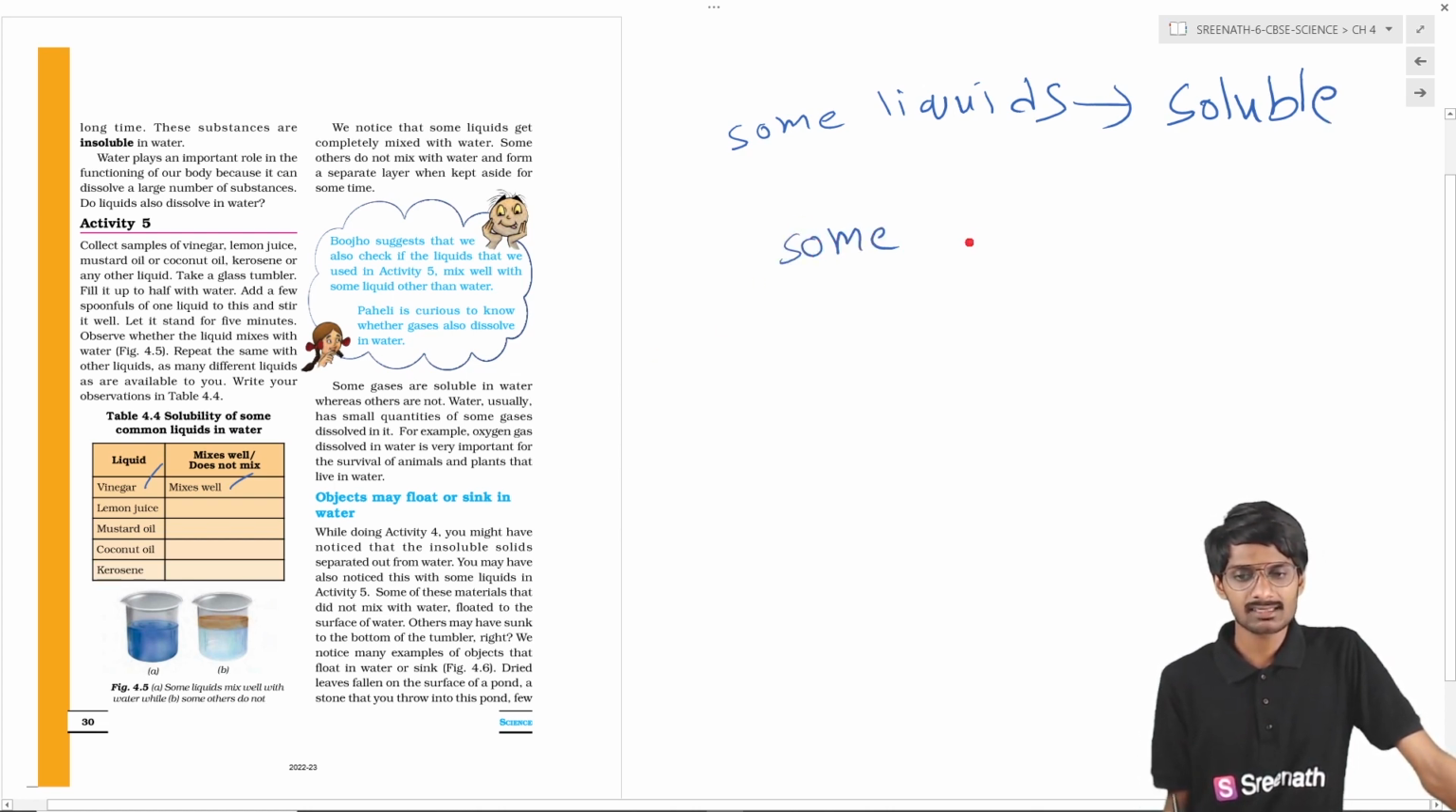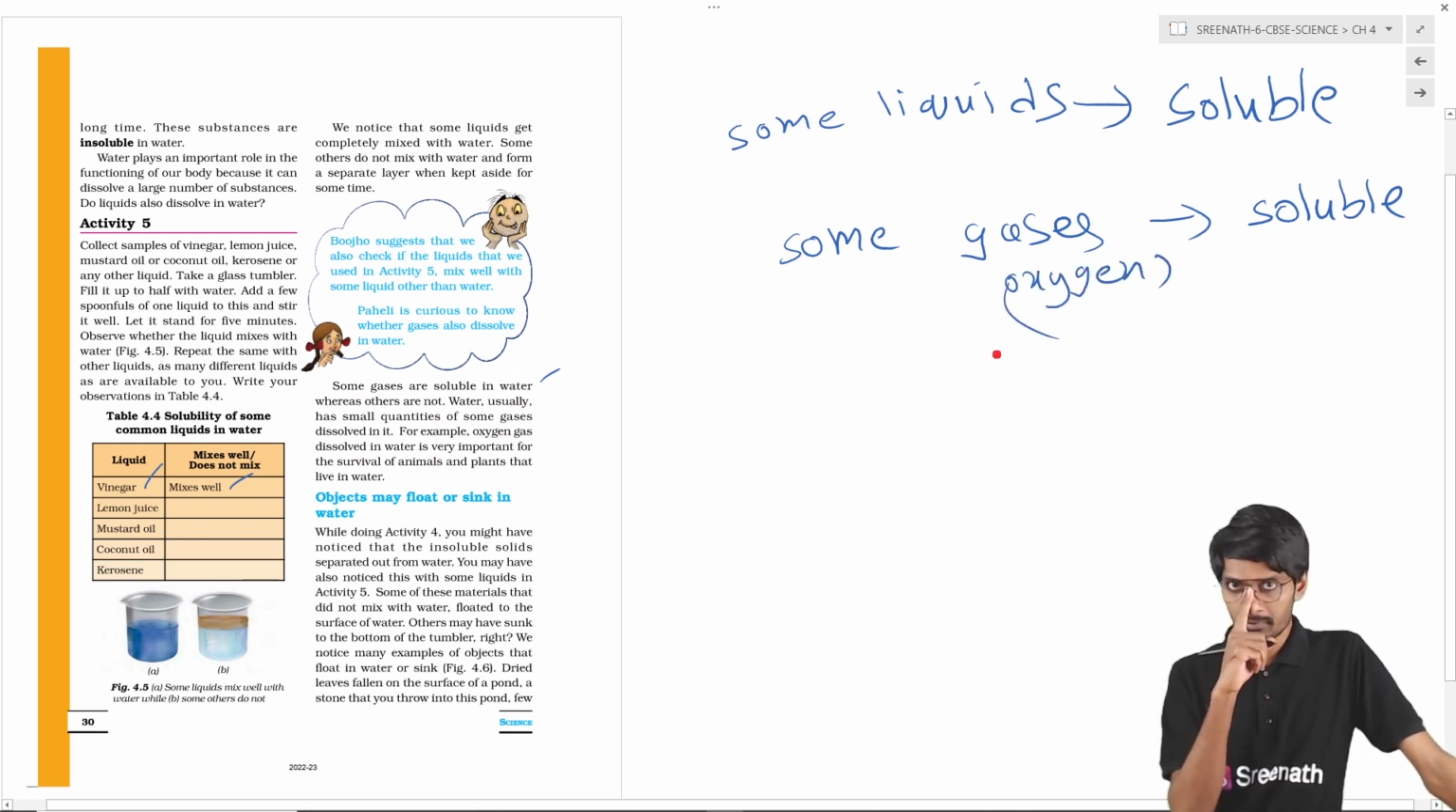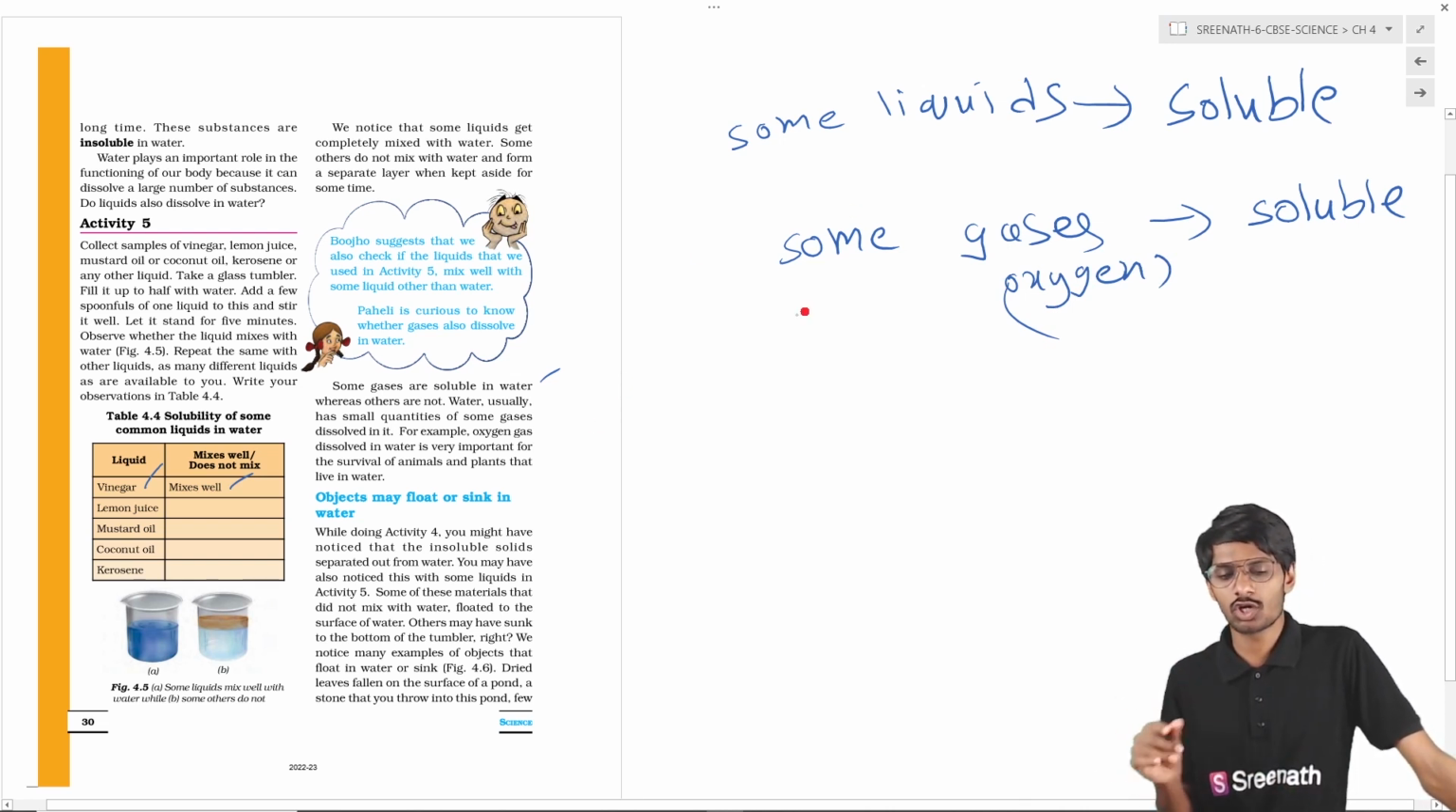And there are some gases also that are soluble in water. Some gases are soluble in water and some are not. For example, oxygen gas is dissolved in water, students. And oxygen is very important for us. Okay, students. So this is about solubility and insolubility.